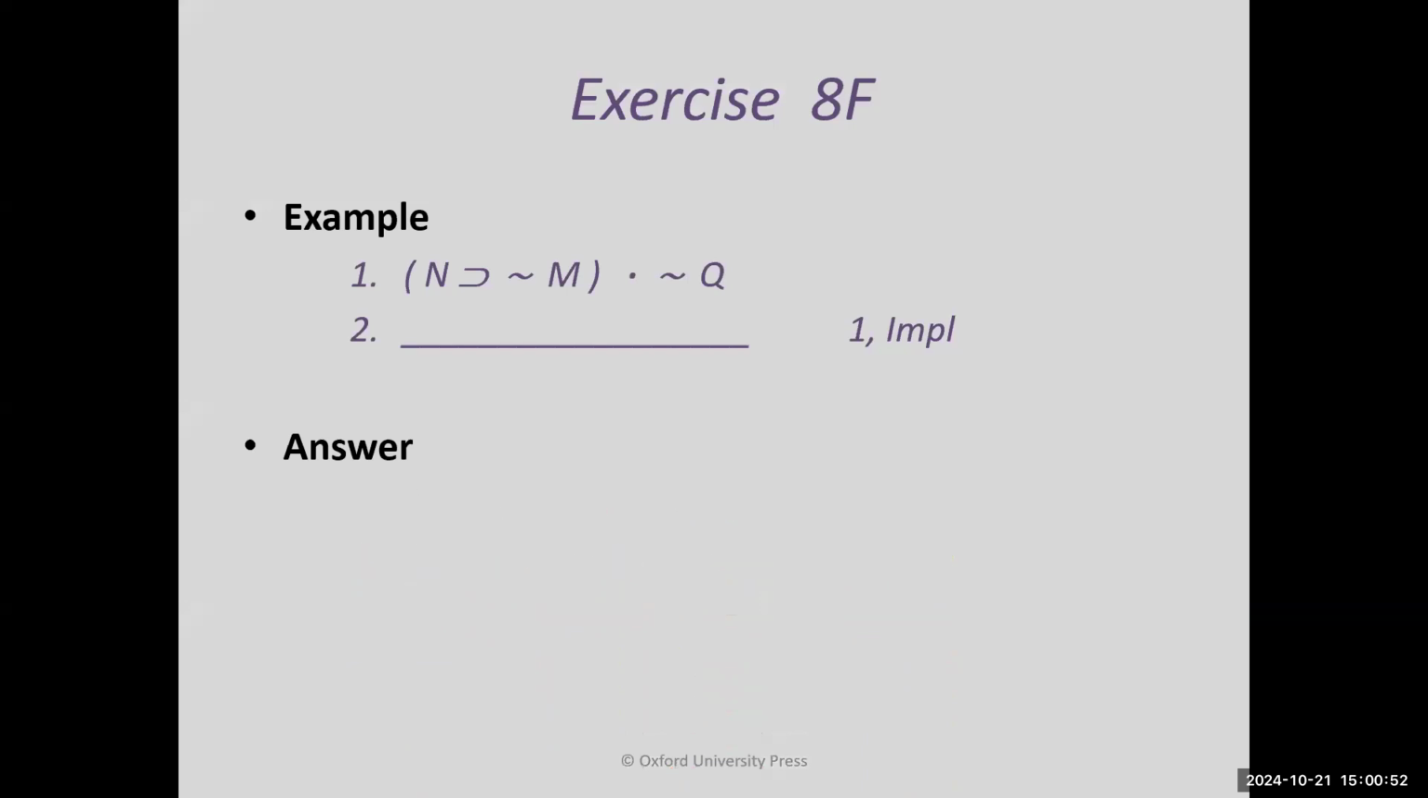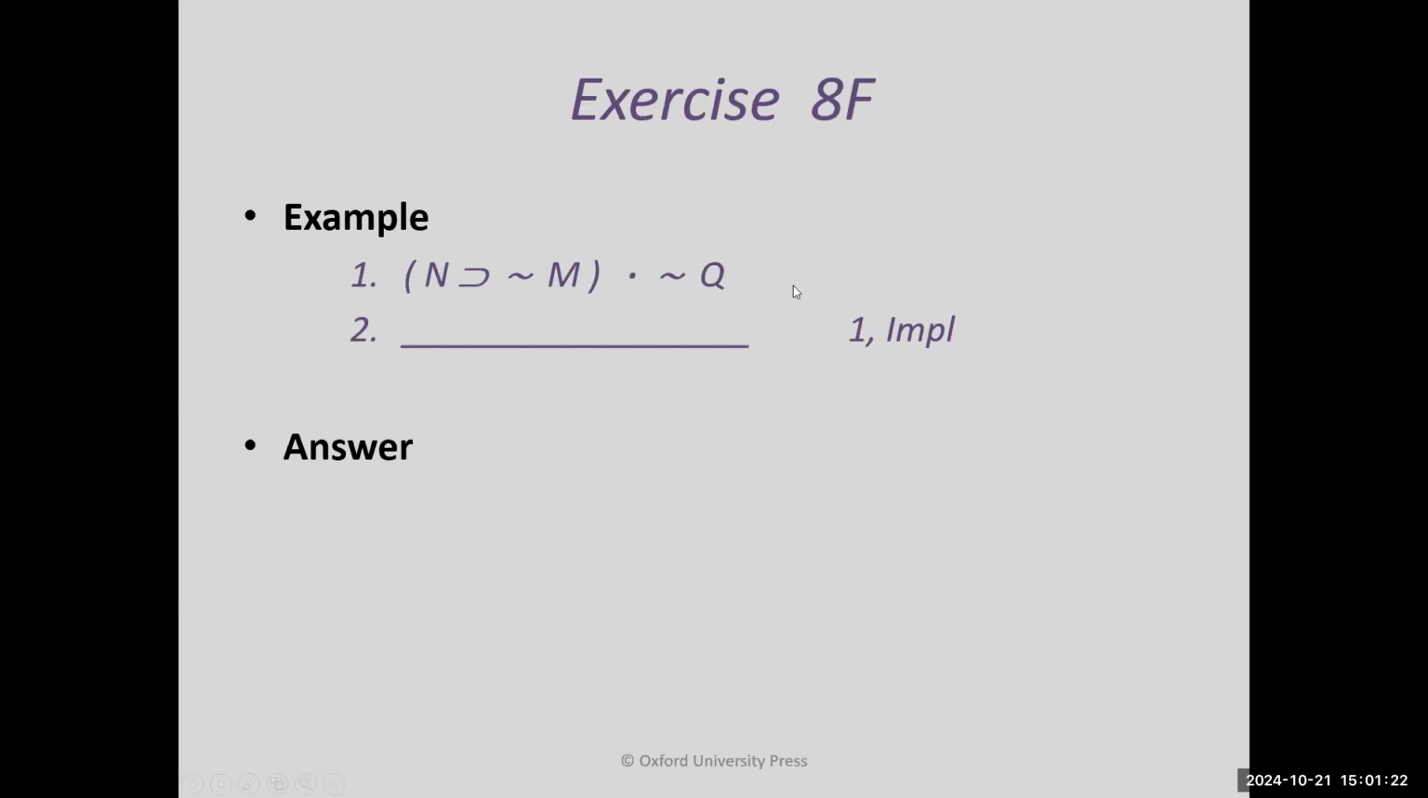What about if we apply the material implication rule to this? If N and M, then not Q. Now, do you remember the material implication rule? That's the one that says if P, then Q is logically equivalent to either not P or Q. So it applies to a conditional statement or to a disjunction. Now we've got a conditional statement inside the parentheses.